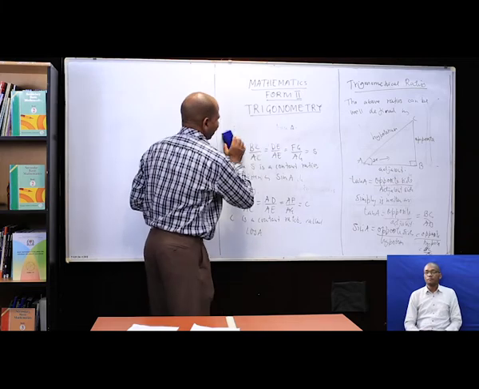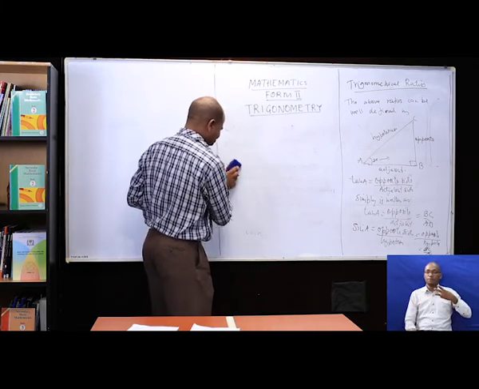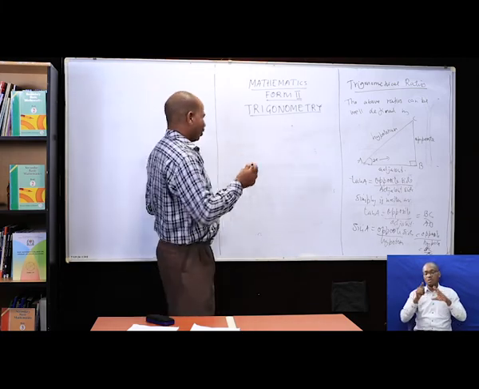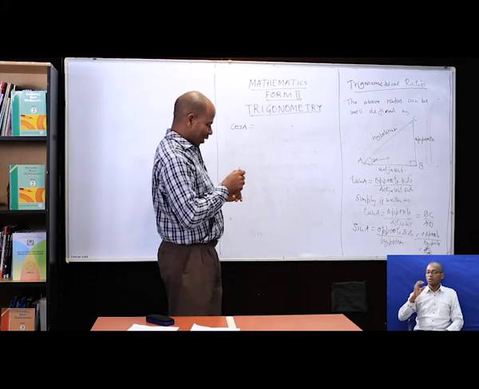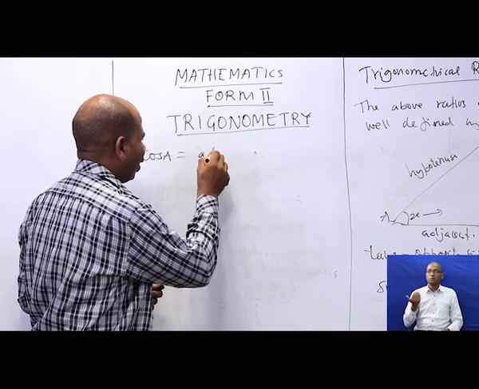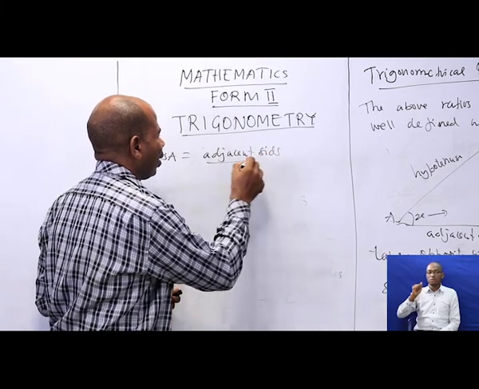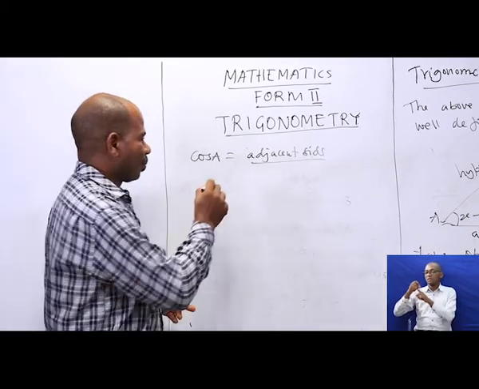And let us finish ratio 3, which is the ratio of cosine of the angle A. So cosine of the angle A, we call it cos A, is the ratio of adjacent side over hypotenuse.